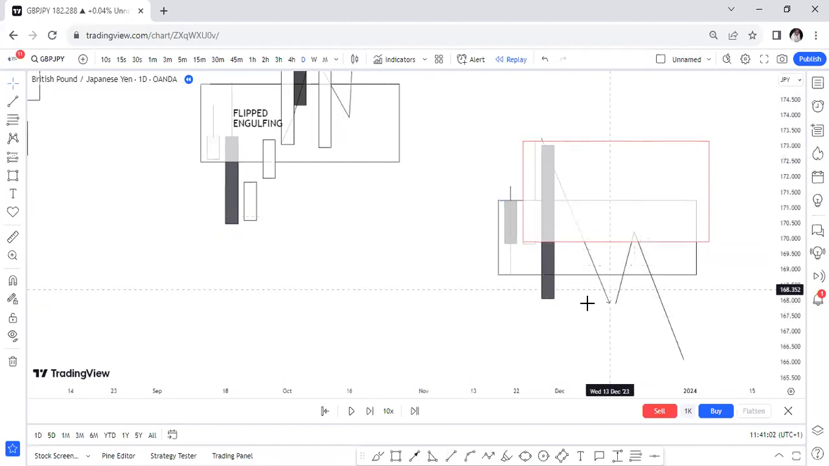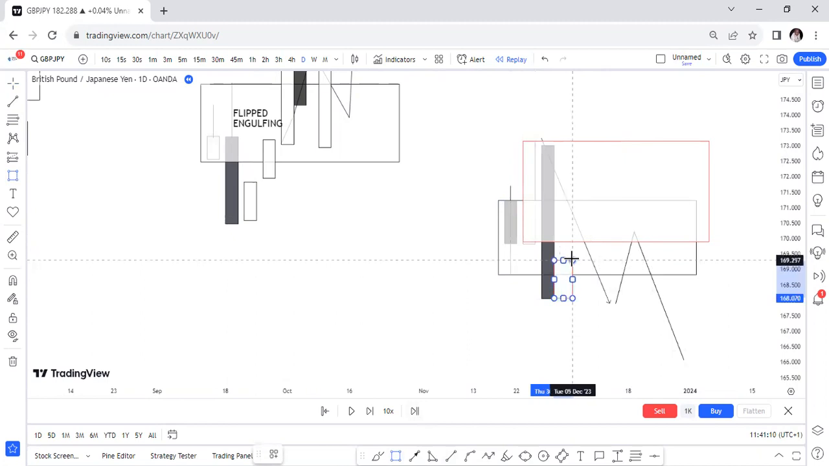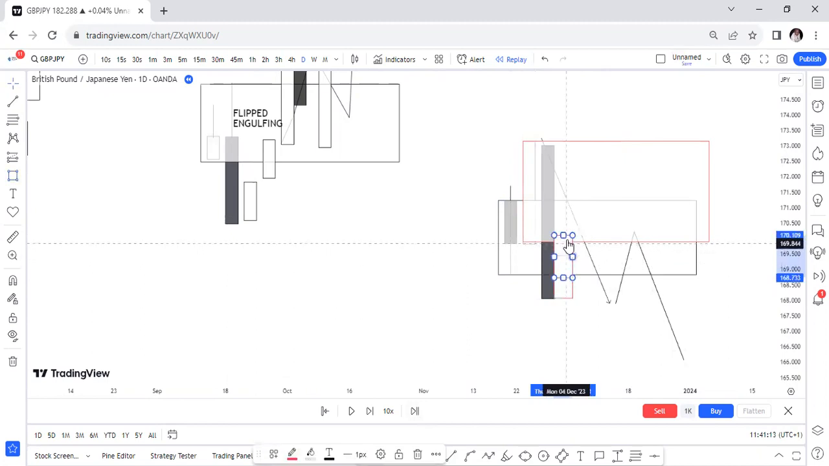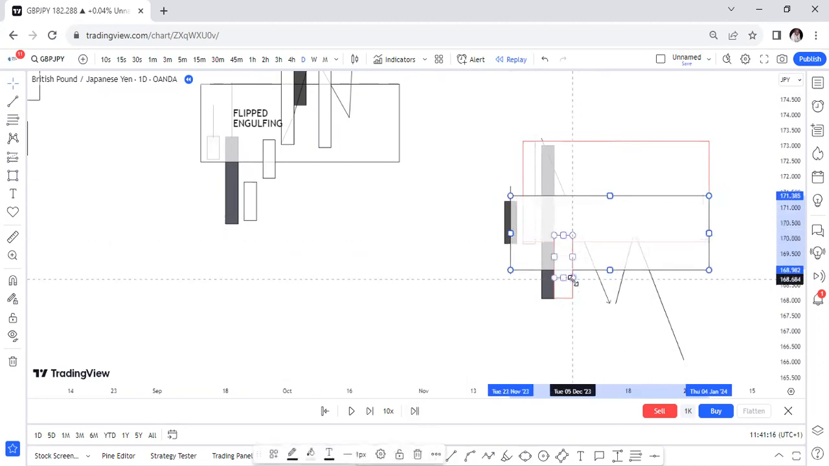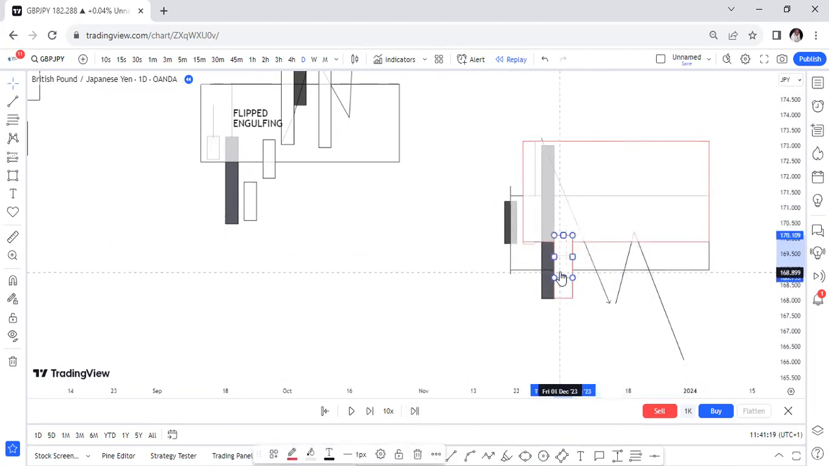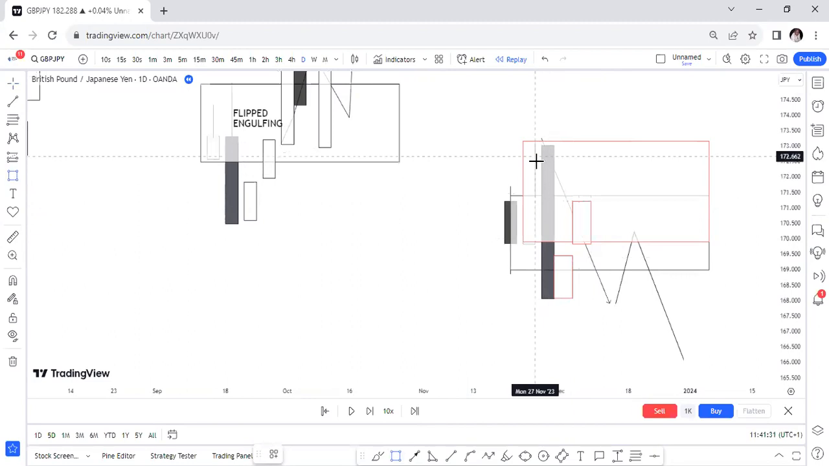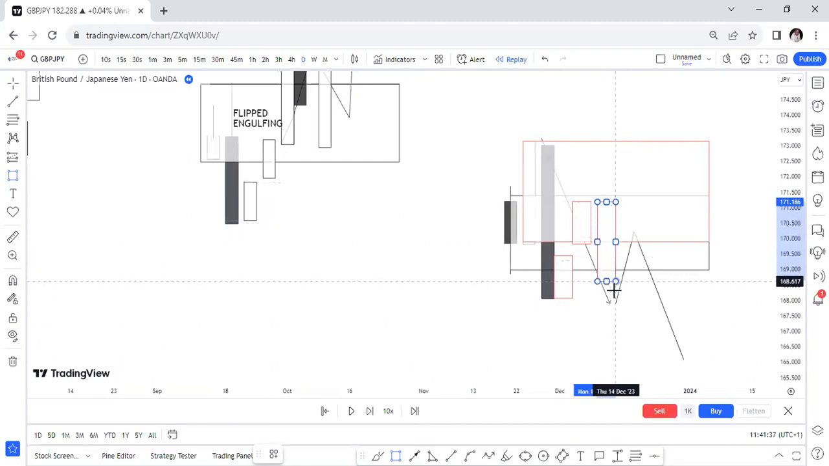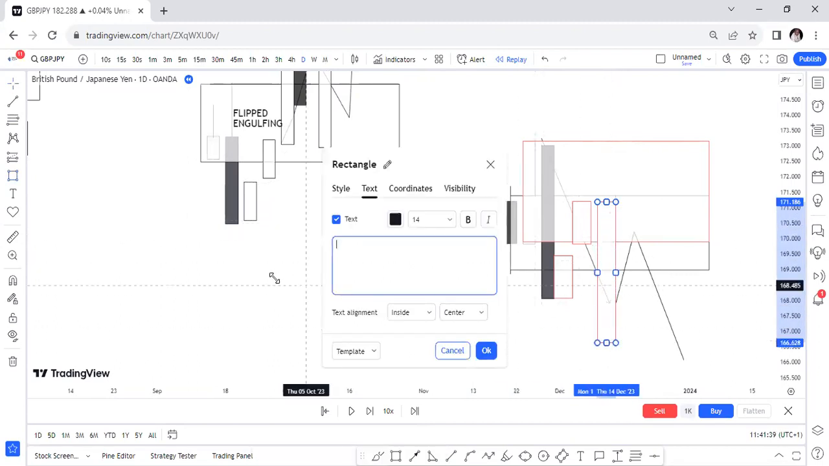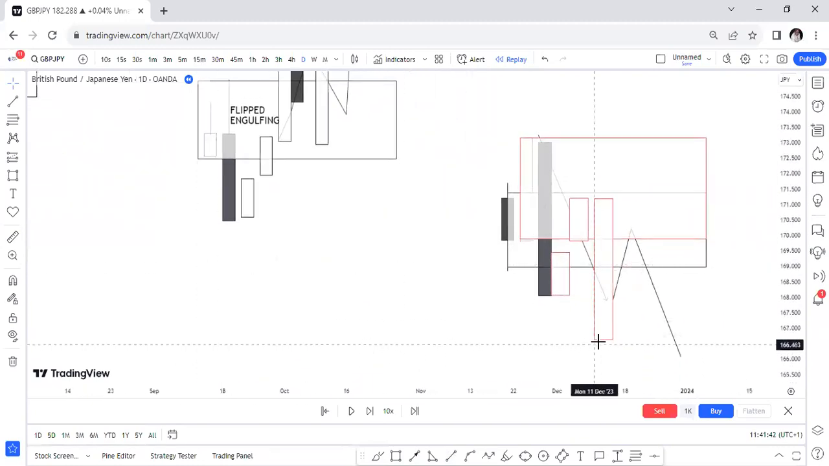Since this one has failed, when price comes in and taps into this new zone, price will start selling down, because this new engulfing pattern will be pushing it downward against going up. You start selling down.